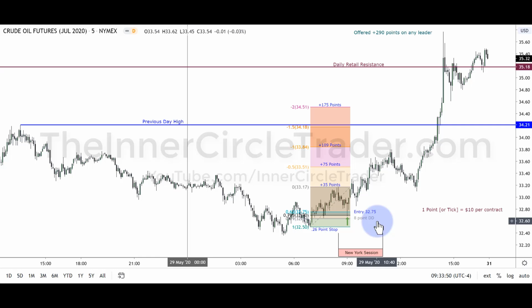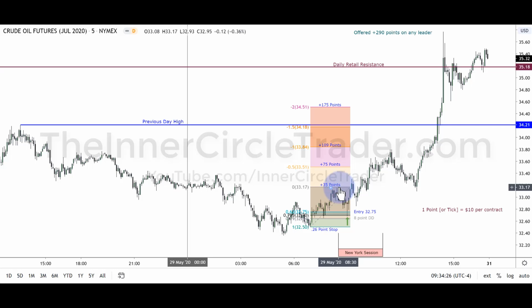Our hypothetical entry would be 32.75. It suffers an 8-point drawdown or tick. So 1 point or tick in the crude oil market equals $10 per contract. Now they do offer a mini contract, but I'm going to show this example in light of a regular standard contract for crude oil. You're using 0.26 or 26 ticks or point stop. So that would be a $260 loss if you got stopped out.